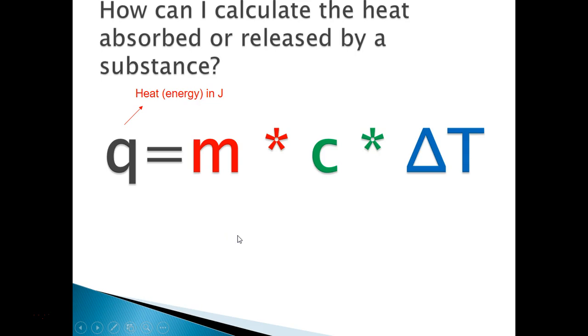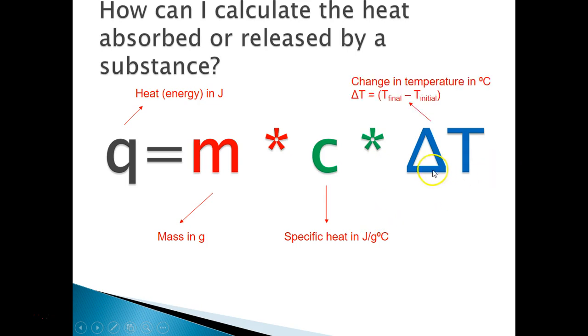Q is the heat or energy, and the unit of heat we use is joules, which is capital J. M is the mass in grams of the sample. C is its specific heat, with kind of a funky unit, joules divided by grams times degrees Celsius. And delta T is the change in temperature. That triangle is an uppercase delta. It's a Greek letter, and in science it always means change.